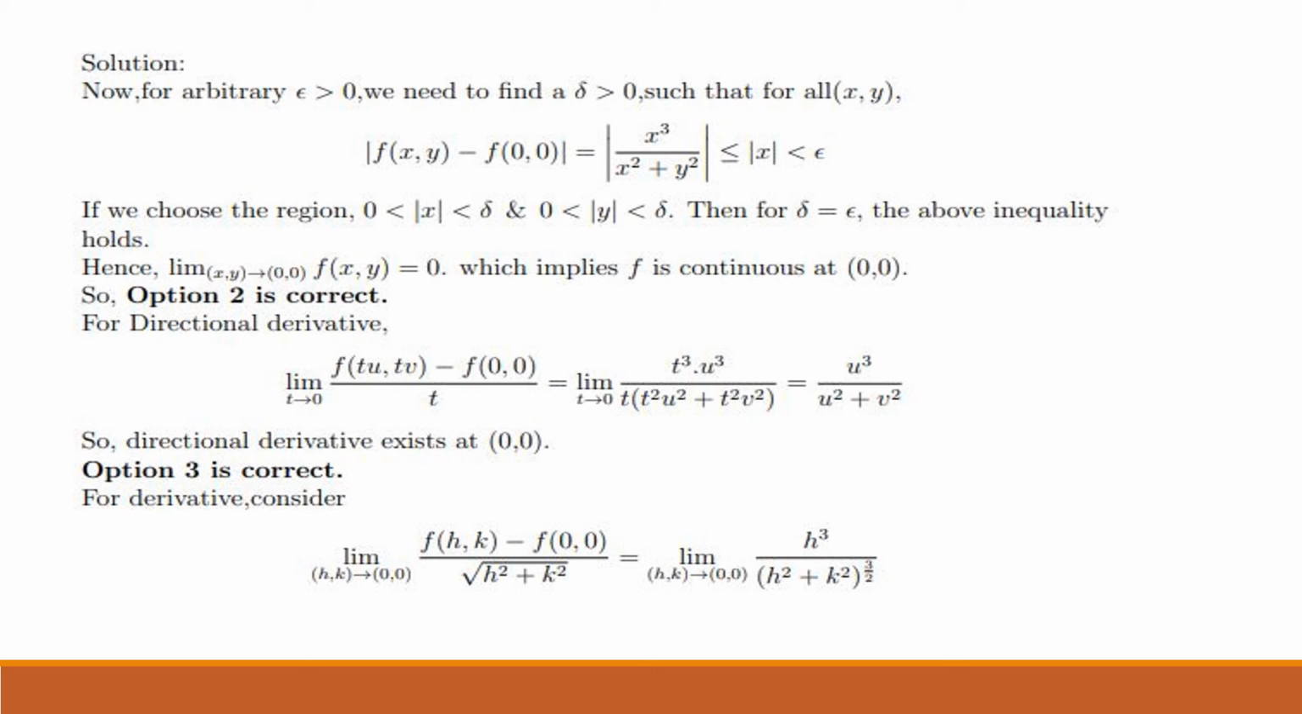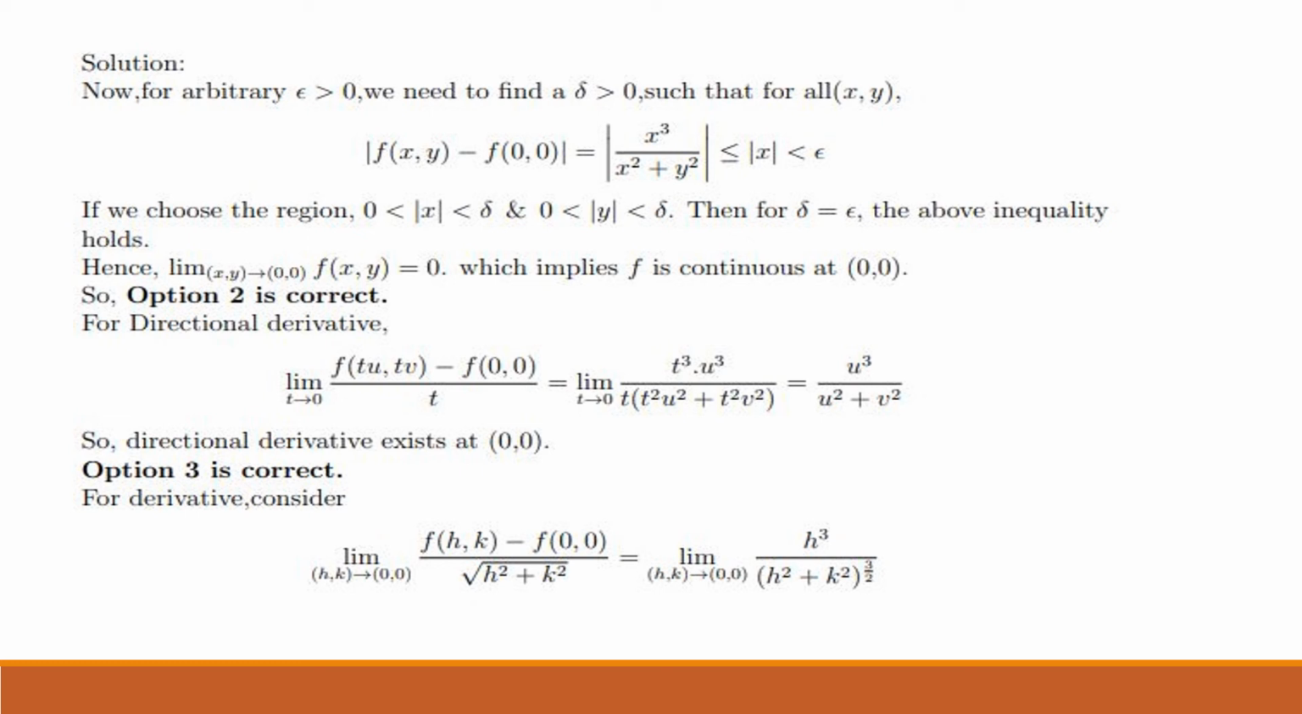Now for the directional derivative, just consider the definition, the limit as t goes to 0 of (f(tu, tv) minus f(0, 0)) by t. When you put the values, that is equal to u cube by (u square plus v square). Now, since the limit exists, we can say that the directional derivative exists at (0, 0). So option 3 is correct.